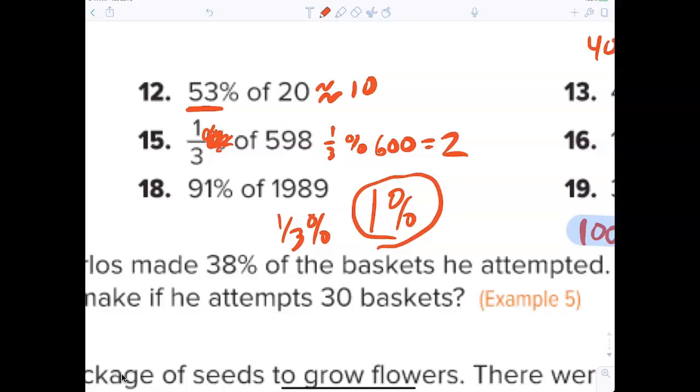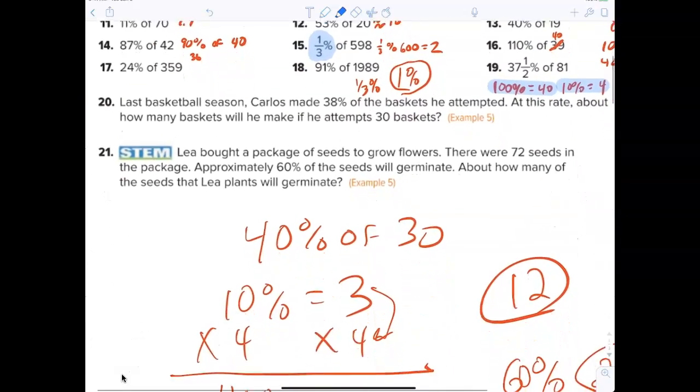But I'm not doing a third of 600. I'm doing a third of 1%. You with me now, right? A third of a percent is less than 1%. So we just take 1% and we divide it by 3. Just like, what's 1/5 of a percent? You take 1% and then divide it by 5. Everybody see what I'm getting at, right? You have to understand that 1/3 of a percent is less than 1%. Okay, so let's look at 21.